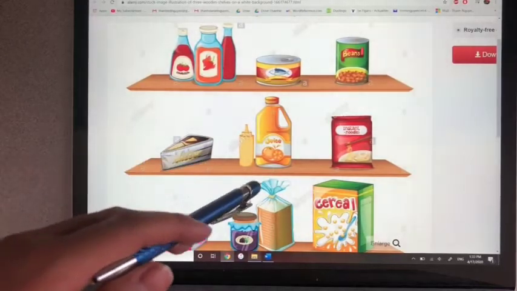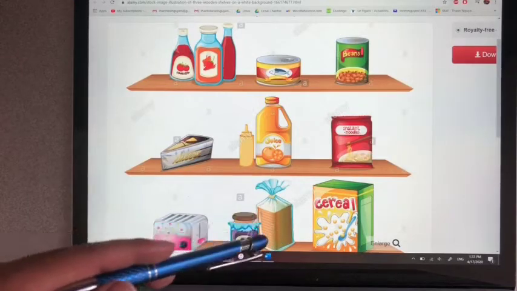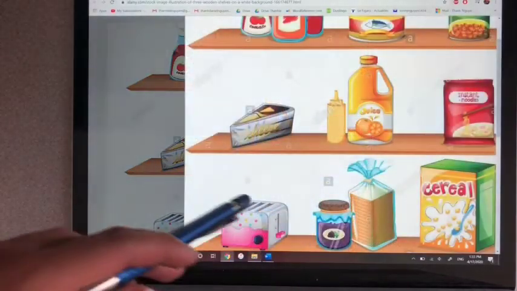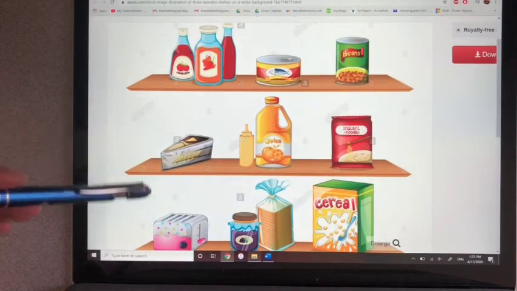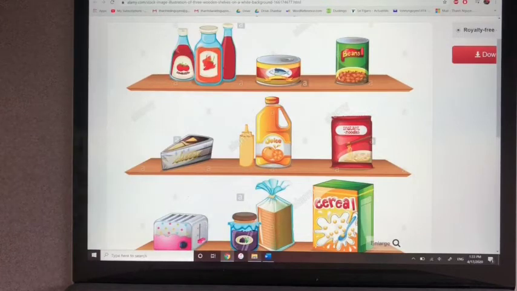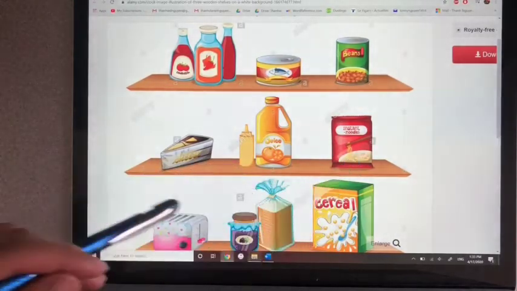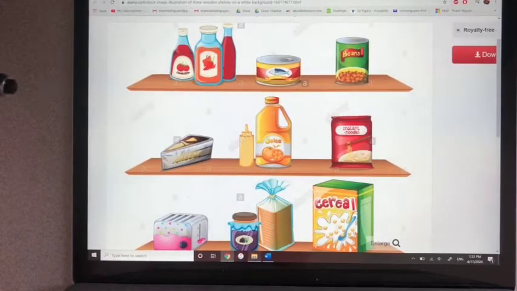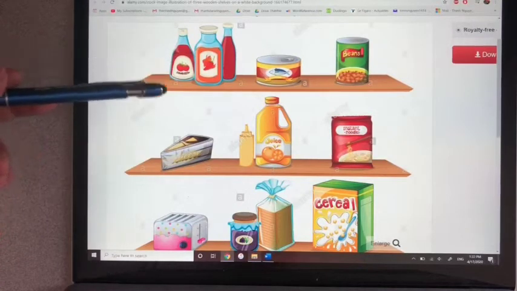And we would say the bread is under the juice, the bread is between the toaster and the cereal. And we say the cheese is above the toaster. So, what is the juice between? What is the juice between? The juice is between the cheese and the noodles. The bottles of sauce are above the cheese.